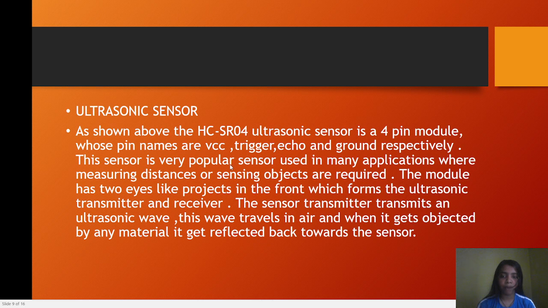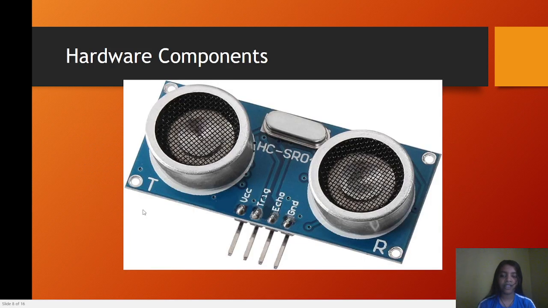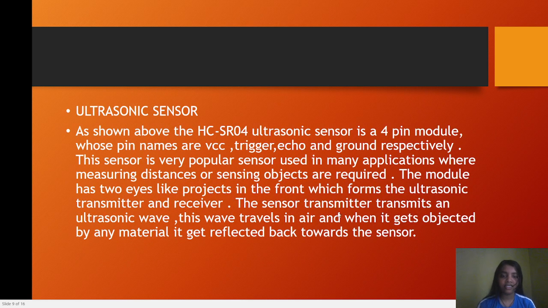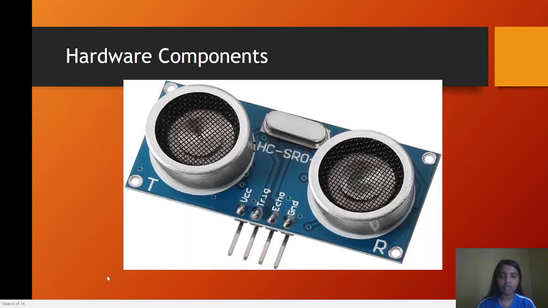This is a very popular sensor used in many applications where measuring distance or sensing objects is required. The module has two eye-like projections in the front which form the ultrasonic transmitter and receiver, where T represents the transmitter and R represents the receiver. The sensor transmitter transmits an ultrasonic wave. This wave travels in air and when it is obstructed by any material, it gets reflected back towards the sensor.